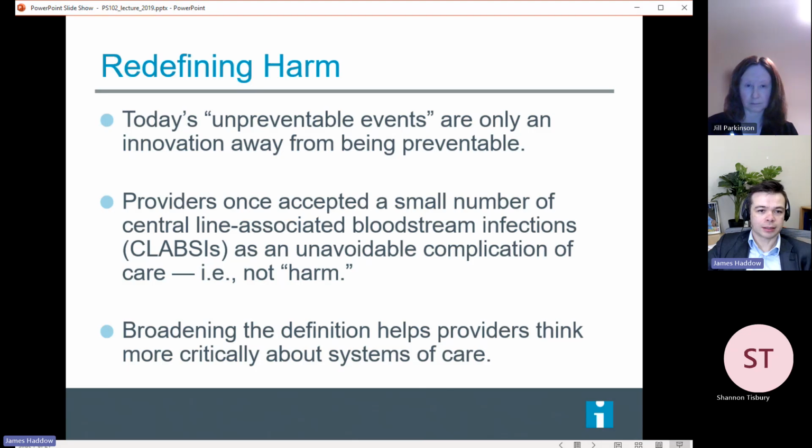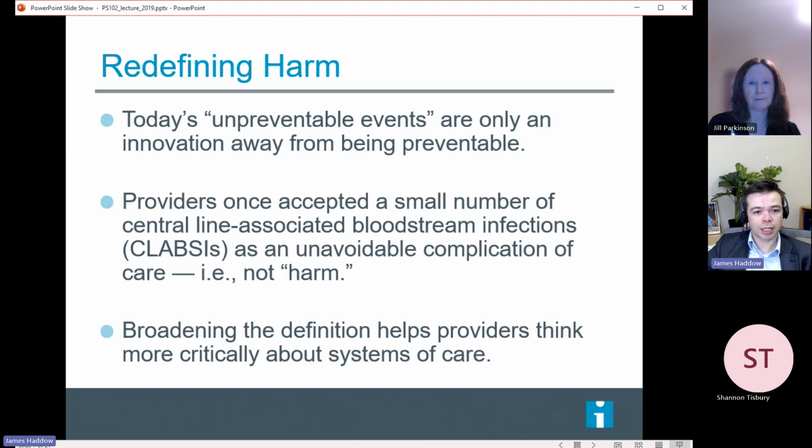And to think of the fact that unpreventable events are actually not unpreventable. Even consequences of treatment which are inevitable today may not be inevitable in the future. For example, central line bloodstream associated infections. Putting in a central line.